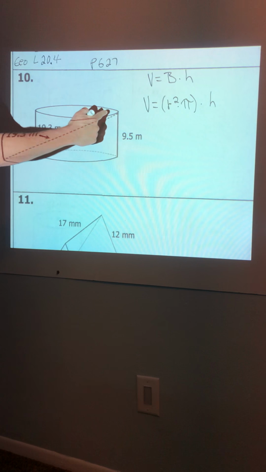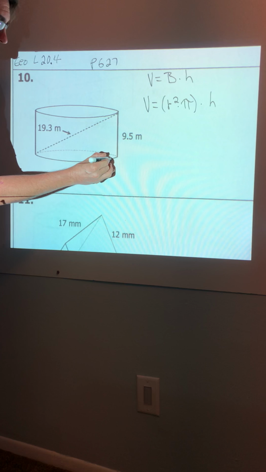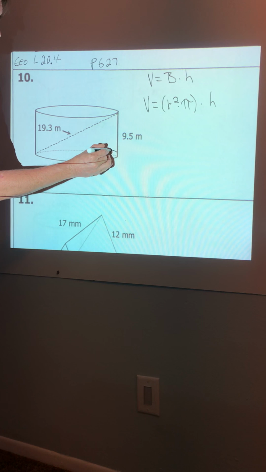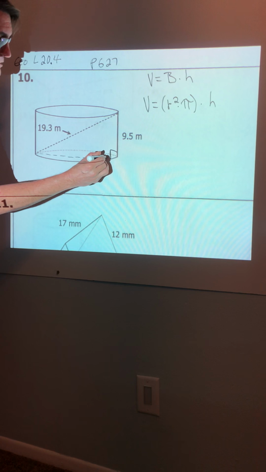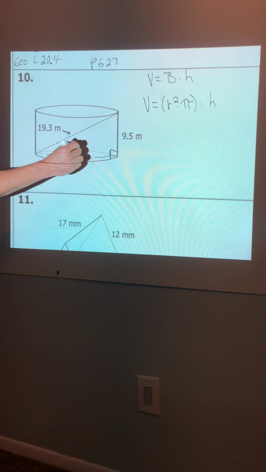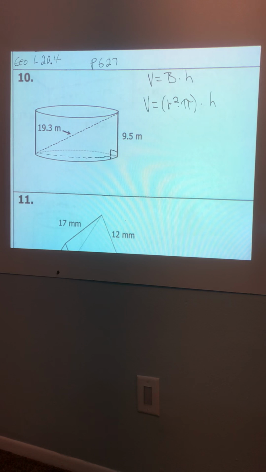But look, this height is perpendicular to that base, this is a right angle right here. And I smell Pythagorean Theorem. Yes, we're going to have to go ahead and draw in, here's your diameter hitting your circle. We're going to draw in this right triangle, and then we're going to find this missing side right here. I told you it smells like Pythagorean Theorem, so it's going to be c squared equals a squared plus b squared.